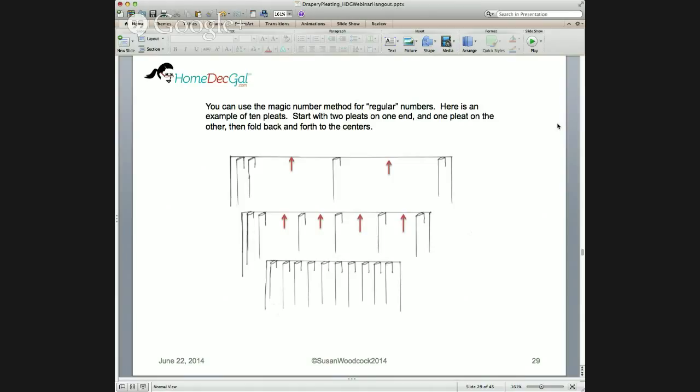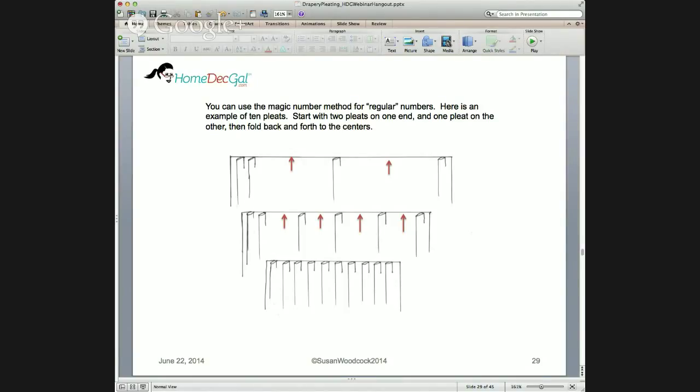When you can't use a magic number, when it's not one of those special numbers, you can still use the same technique for regular numbers. Here's an example of 10 pleats. You'll start with 2 pleats on one end and 1 on the other, then find the center. And then find the center between that, and then find the center between them. So that's working back and forth, folding, and either pinning or sewing.